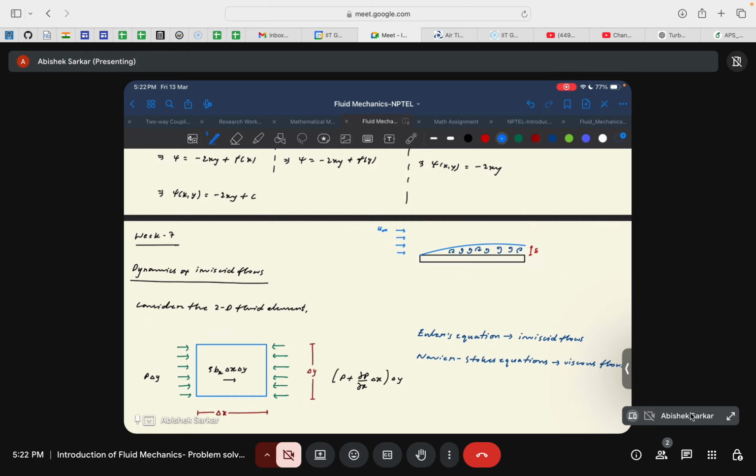Because of the presence of the plate, the velocity at the surface of the plate would be equal to 0, right? Because of the no-slip boundary condition, the tangential velocity would be 0, and as we move away from the surface of the plate in the vertical direction, the velocity will increase.